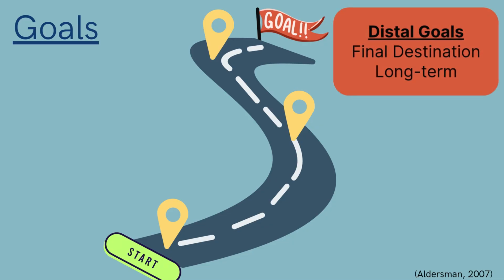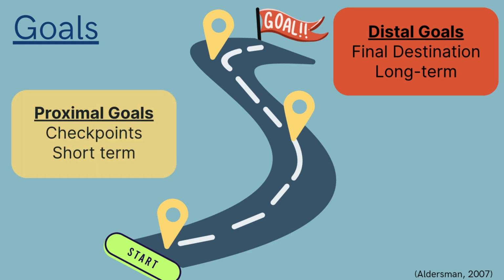Think of goals like a road trip. A distal goal is the final destination, the place you ultimately want to reach. Proximal goals are the checkpoints along the way that help you track your progress. Proximal goals help you stay motivated by breaking the larger goal into smaller, more achievable and manageable tasks.